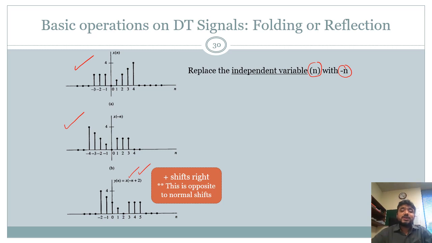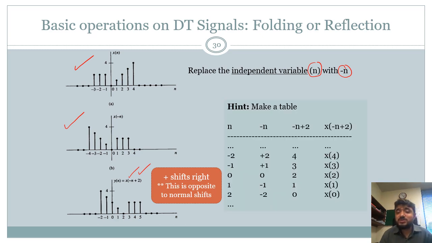What's happening here is that folding and time shift, these two operations, are non-commutative. So when you apply them in one direction and when you apply them in the other direction, the results are not the same. The easiest way to solve this is just by using a table. So you need to just make a table. Once you make a table, you have these n's and you have these -n's. So you have folded.